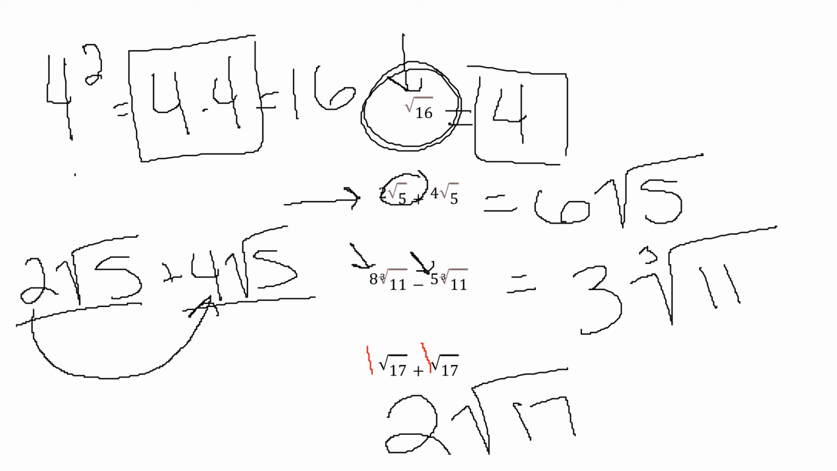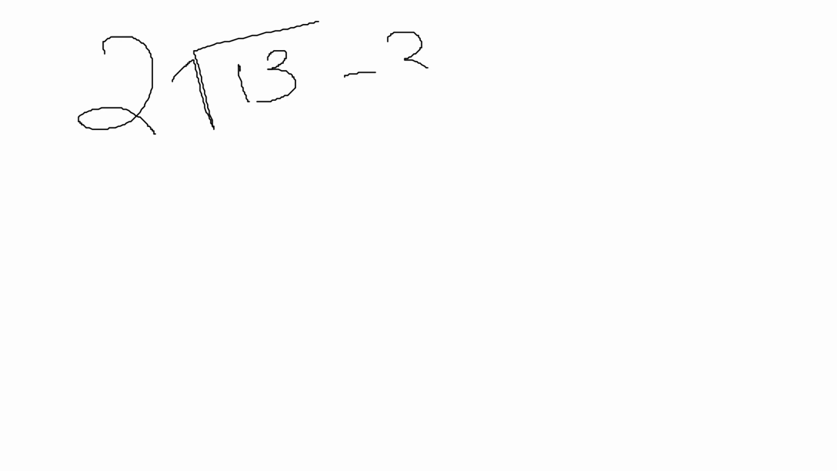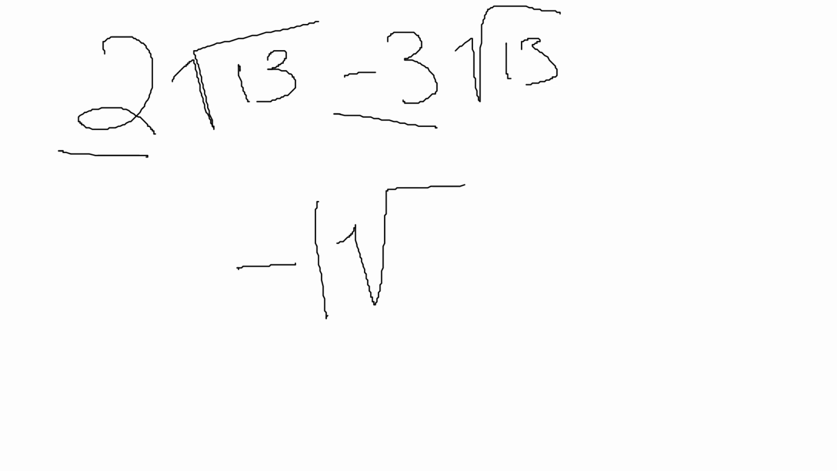Let's do a few more practice ones. Let's say that I have 2 square root of 13s minus 3 square root of 13. There is no simple square root of 13, so I can't solve it. So what I'm going to do is just say that I had 2 of these. I take away 3 of these, so what I have is negative 1 square root of 13. And that's really all there is to this lesson.